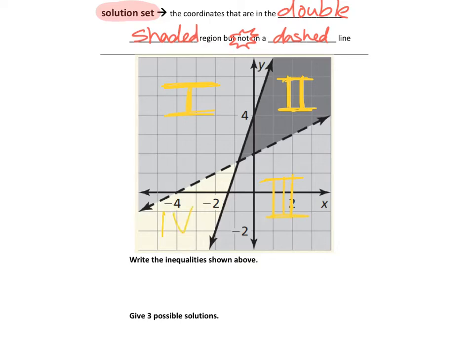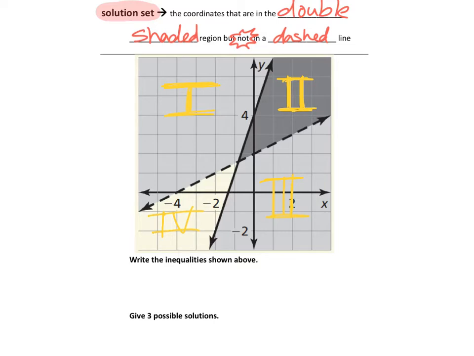And then we have region 4. Which region has all of the solutions? Region 2. Where's the double shade? The double shade appears where the shading overlaps. This is region 2. This has no shading whatsoever. This has 1 half plane of shading. This has 2. This one back is having 1. So we're looking for where the double shade appears. That's where the solution set is. So it's region 2.